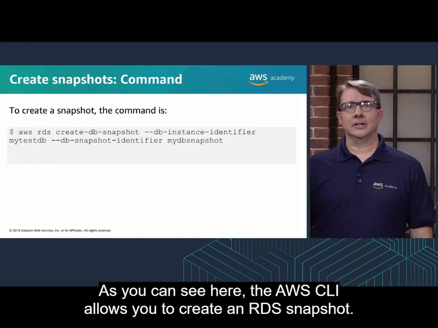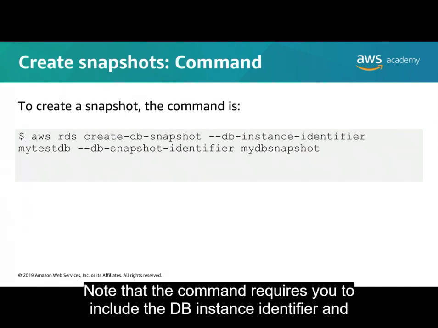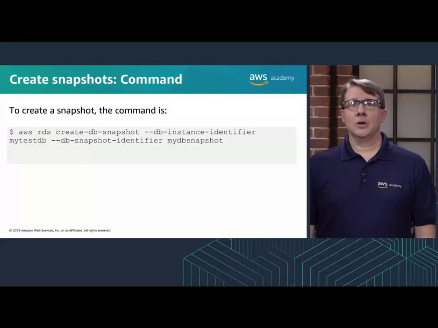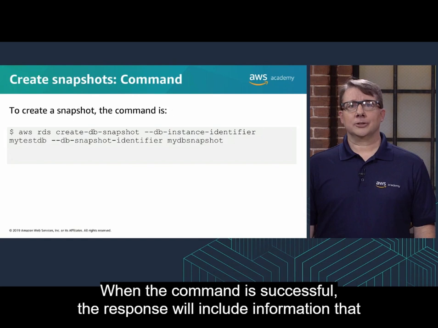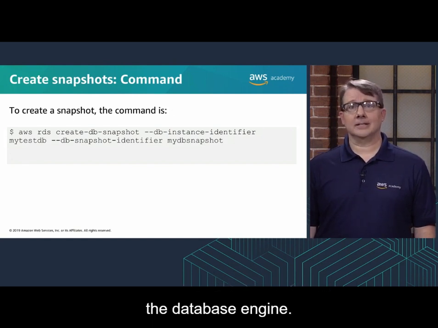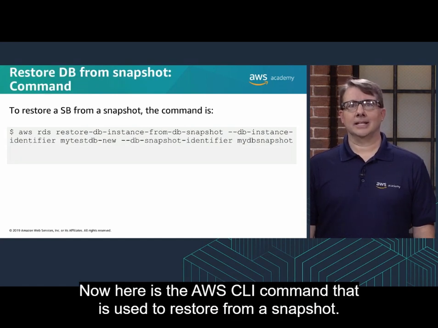As you can see here, the AWS CLI allows you to create an RDS snapshot. Note that the command requires you to include the DB instance identifier and the DB snapshot identifier, which is also known as the name of the snapshot. When the command is successful, the response will include information that describes the snapshot, such as the snapshot identifier and the database engine. Now here is the AWS CLI command that is used to restore from a snapshot.